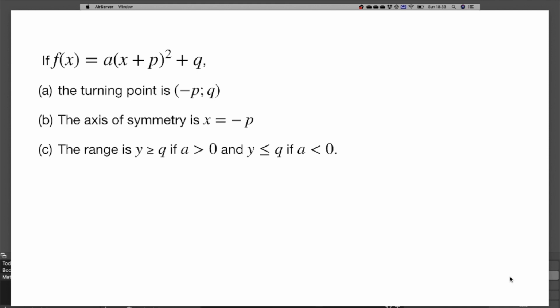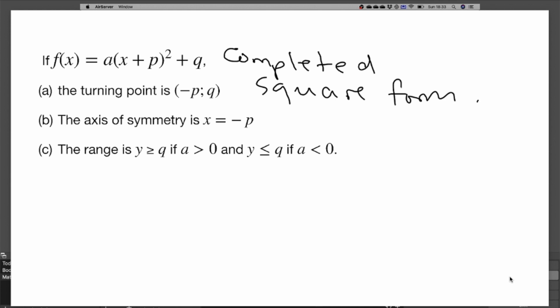In the previous lesson, we looked at the completed square form. The completed square form has a very big advantage. If you can write your quadratic functions in this form, then you will be able to tell exactly, without working out anything, what the turning point is. Because if the equation is given like that, then the turning point just happens to be (-p, q).